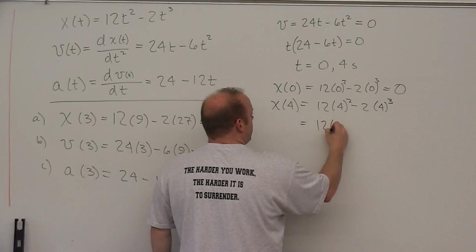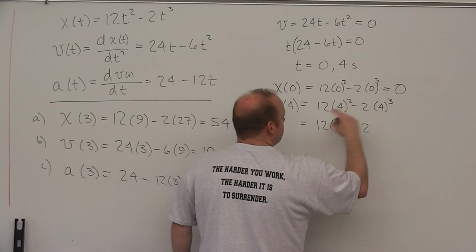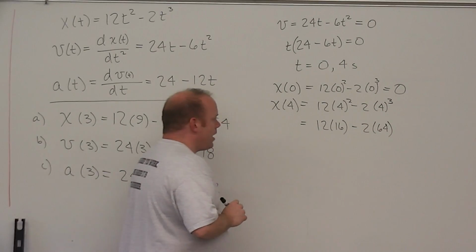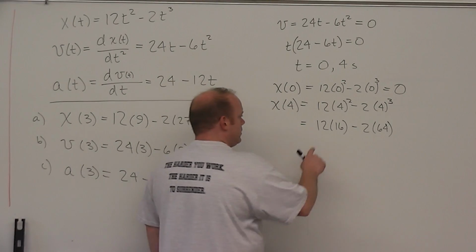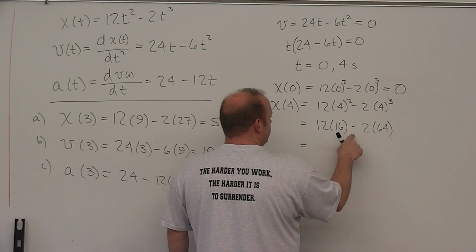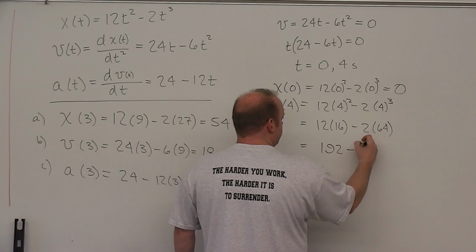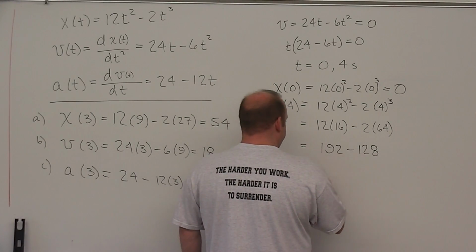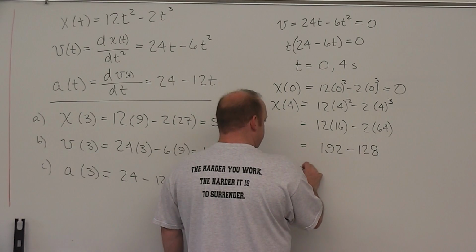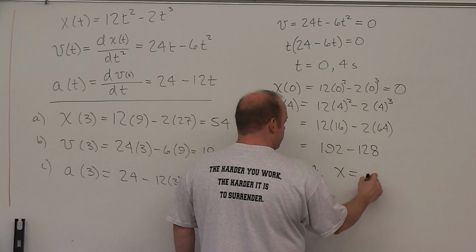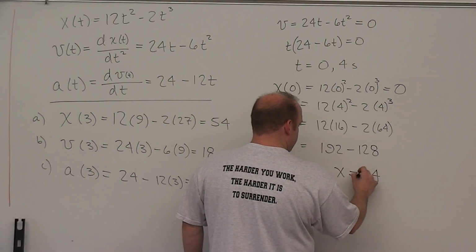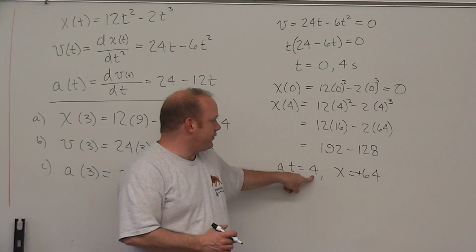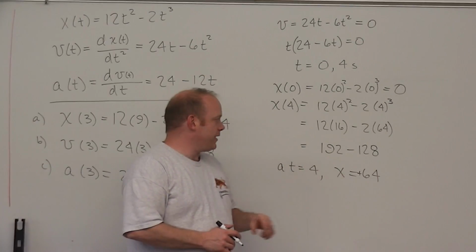This will be 12 times 16 minus 2 times 64. Okay, 192 minus 128. So now at t equals 4, x is equal to 64. It's positive. So my maximum value is at t equals 4, and x therefore is equal to 64.